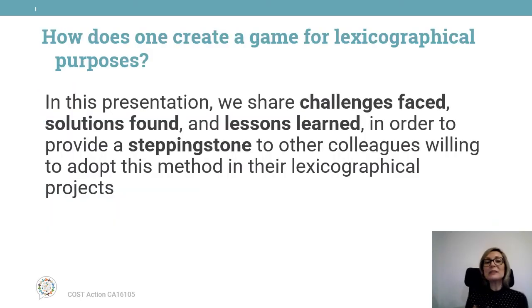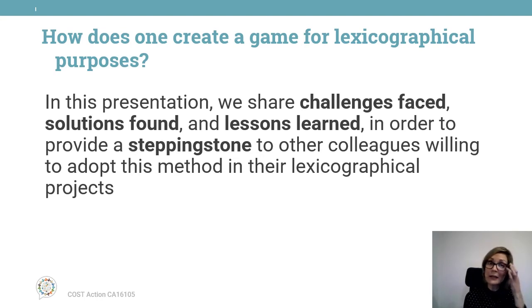Okay, but how does one create a game for lexicographical purposes? The idea is very nice, it's very innovative, but it's difficult and it takes a long time and a lot of planning and thinking. So what we want to do in this presentation is actually to share with you some of the challenges we faced, some of the solutions found and lessons learned, in order to provide a stepping stone to other colleagues willing to adopt this method in their lexicographical projects.